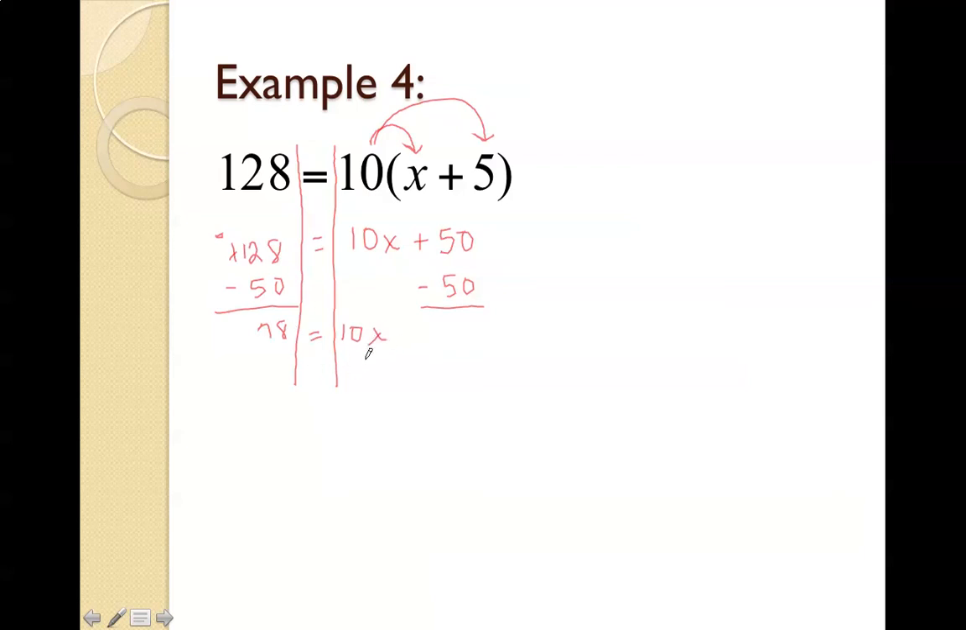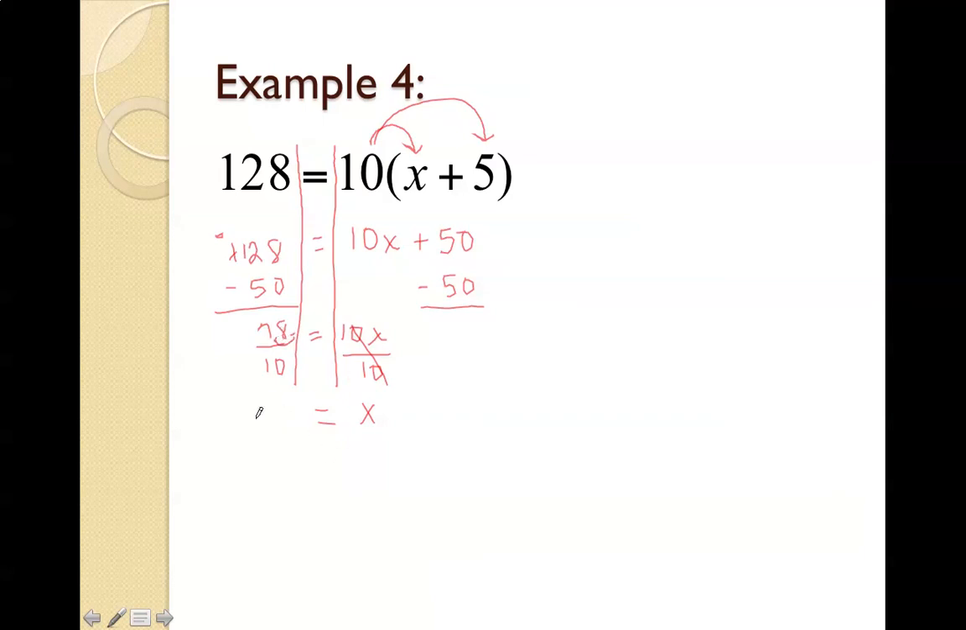My variable still has a number attached to it, so I have to do the inverse of what's going on over here. I have 10 times x, so the inverse of multiplication is division. So I'm going to divide both sides by 10. These 10s cross out, and I'm left with x, which is what I want. I want my variable by itself. Now, 78 divided by 10. Well, if you remember your tens rules, if I'm dividing by 10, I'm going to take my decimal and move it over one place to the left.